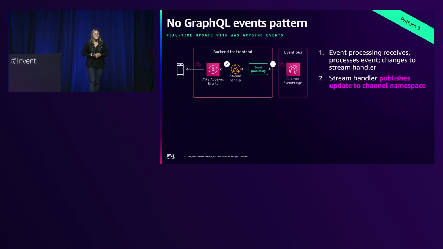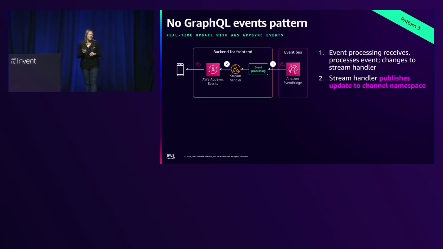All right, moving on to our next pattern. So we've been previously talking about AWS Appsync, which uses GraphQL. This pattern is what we're calling the no GraphQL events pattern. This is using a new feature within AWS Appsync called AWS Appsync Events, which is a true pub-sub model, no GraphQL required.